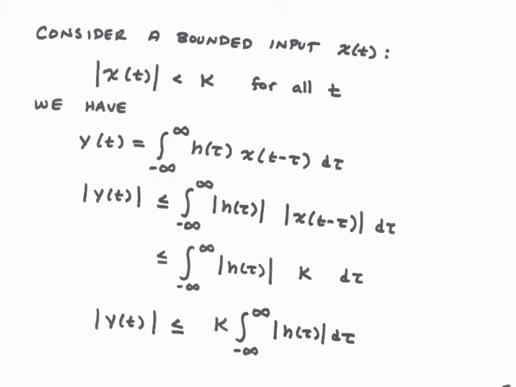Now, since we have a bound on the absolute value of x of t that works at each and every time, we can replace that into the expression. Then we find that the absolute value of y of t is less than or equal to the integral from minus infinity to infinity of the absolute value of h of tau times that bound k, d tau. Now k can be pulled out of the integral, which gives us the absolute value of y of t is less than or equal to k times the integral from minus infinity to infinity of the absolute value of h of tau d tau.